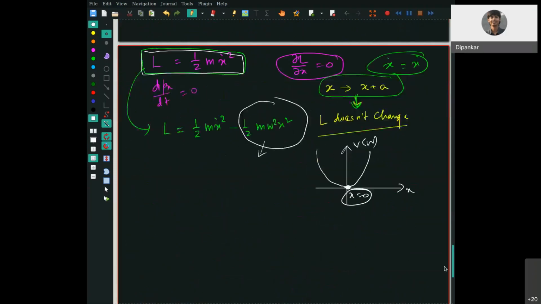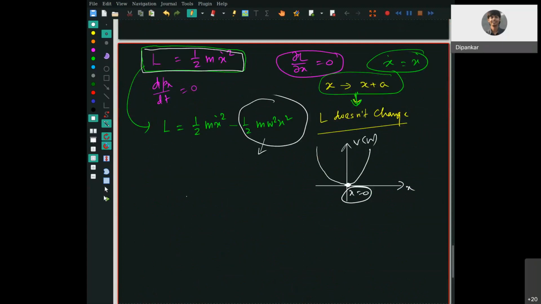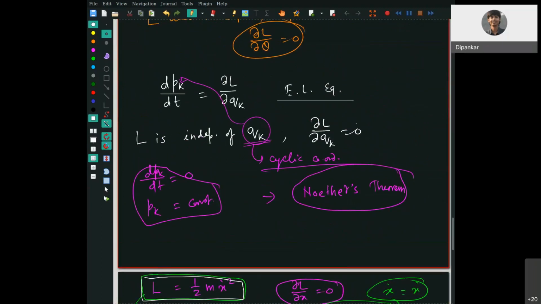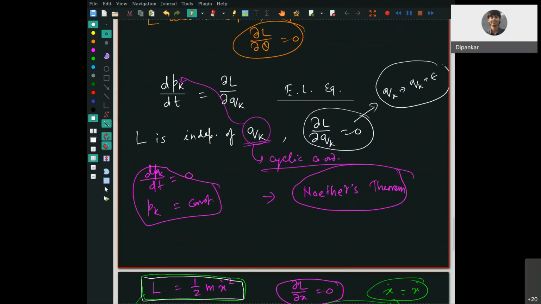So in general, if del L del QK equals 0, that means the Lagrangian is invariant under the translation QK going to QK plus epsilon. So there is a translational symmetry in a general sense. There is a translational symmetry along the QK direction. And that's why the momentum corresponding to that coordinate is conserved.